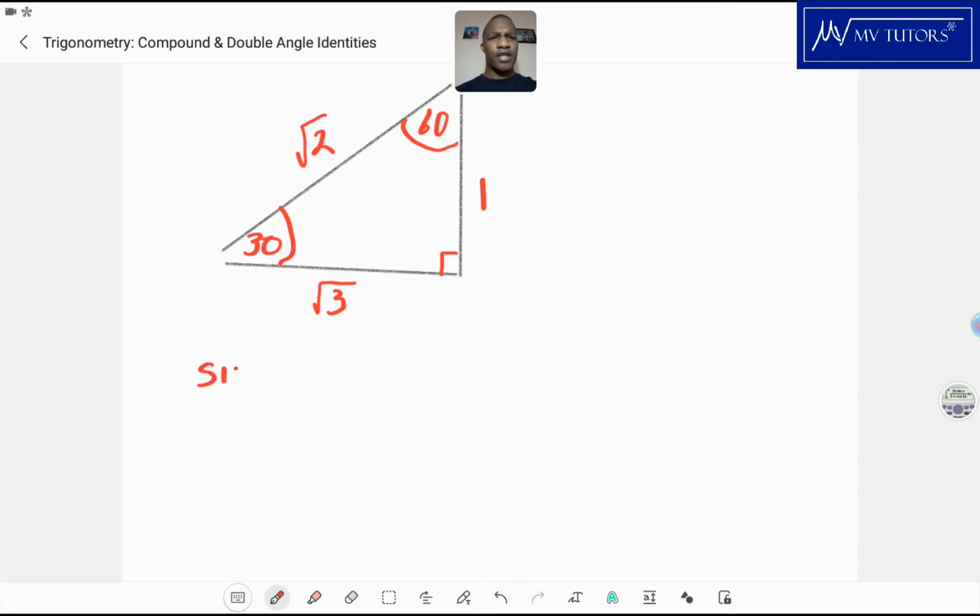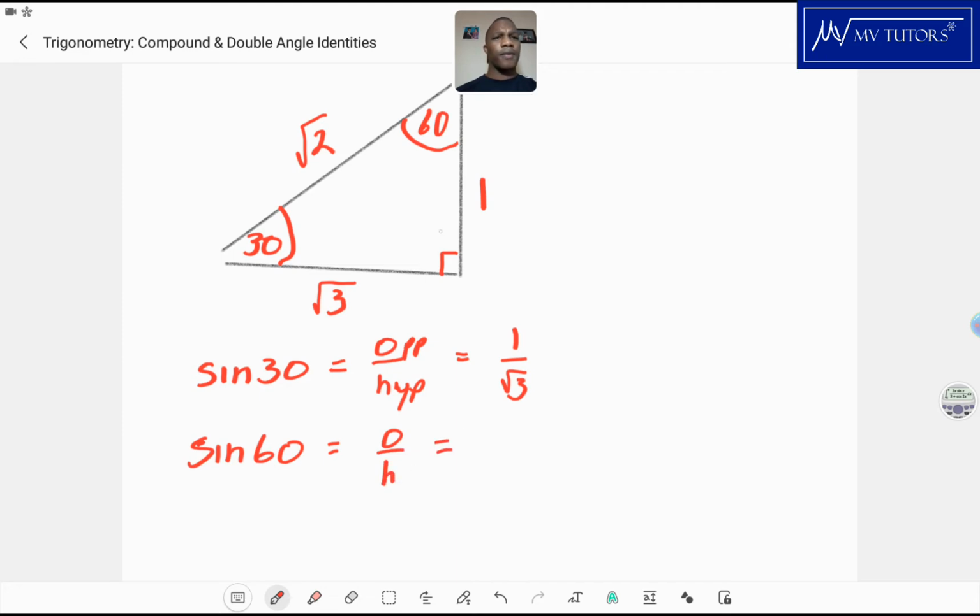Okay, so now what this means is that if you have sine of 30, sine, remember, is opposite over hypotenuse. Okay, so opposite of 30 is 1, and then the hypotenuse is square root of 3. Also, if you say sine of 60, sine is opposite over hypotenuse. Opposite of 60 is what? Square root of 3.